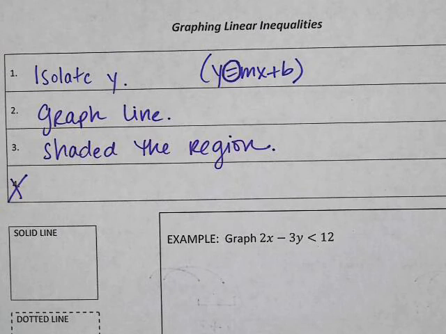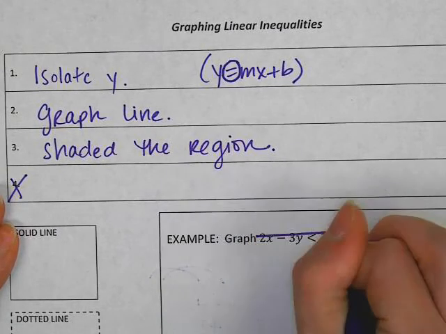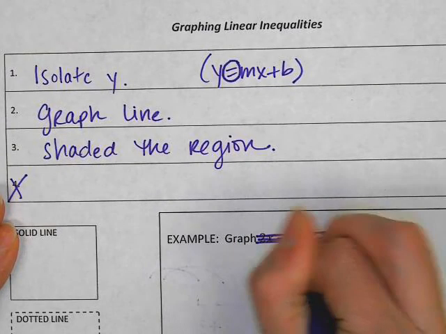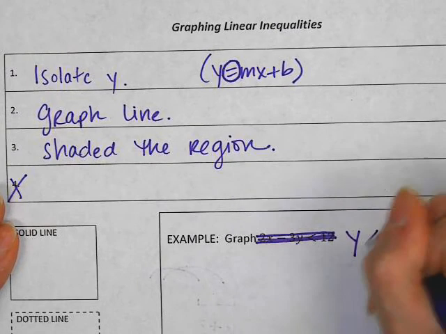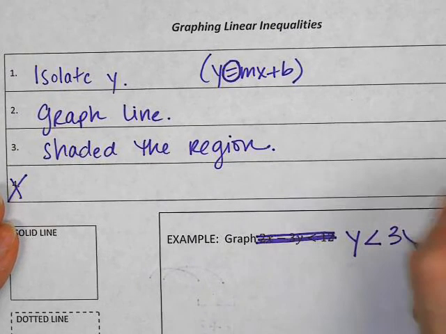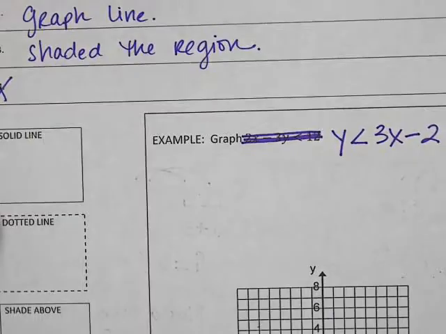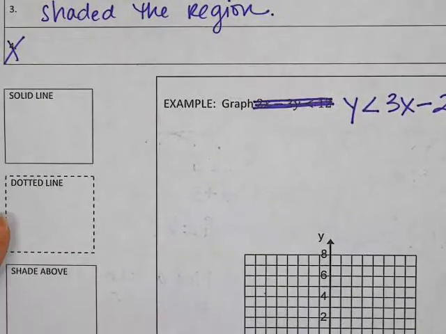Okay, so let's go over some rules. And actually, I'm going to change this one. This won't be until tomorrow's video. Let's do y is less than 3x minus 2. Can you just change that real quick? And let's see if we can squeeze all this in here.